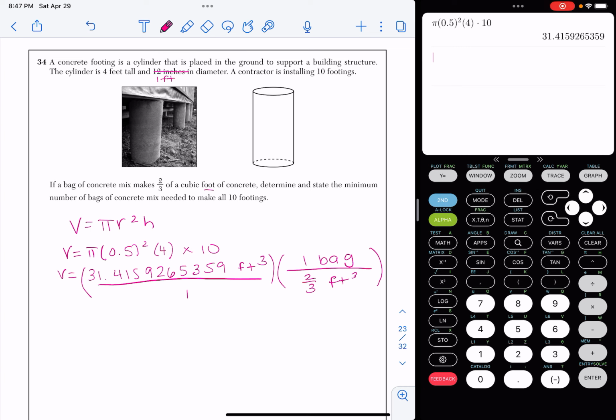The reason this works is the cubic feet will cancel out, basically be eliminated, and I'll just be left with how many bags I need. So I need to basically divide my answer by 2/3. Carefully type that into your calculator, by the way. And we want the minimum number of bags. So 47.123, I can't go to the store and buy 47.123 bags. I'm going to need to buy 48 bags in order to have enough. If I have to round up, 47 would not be enough concrete.